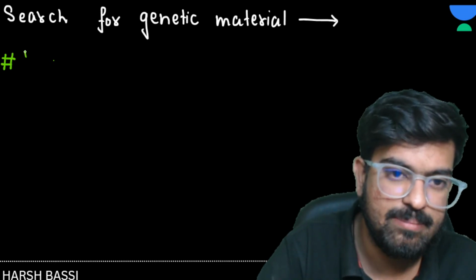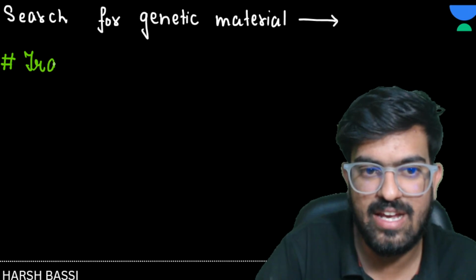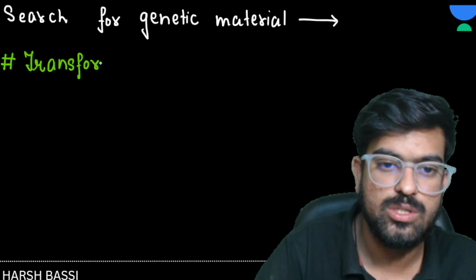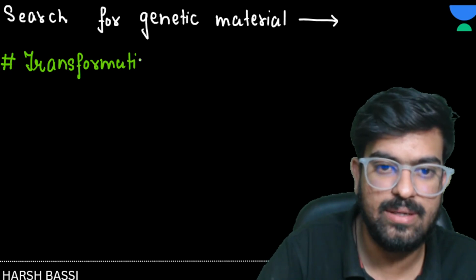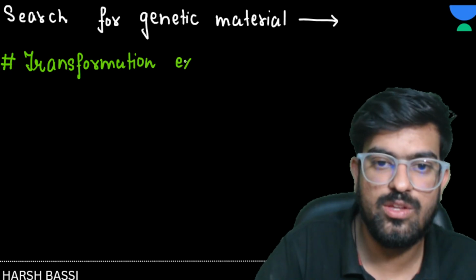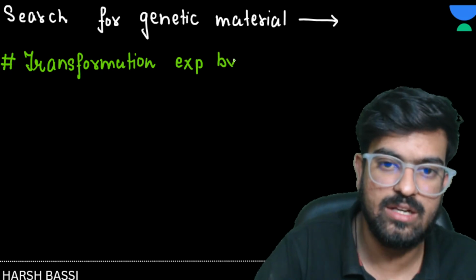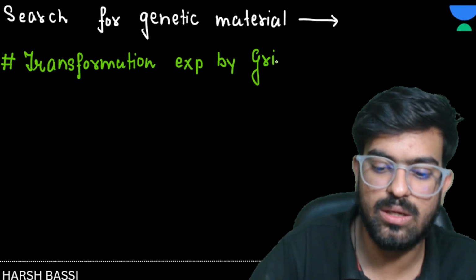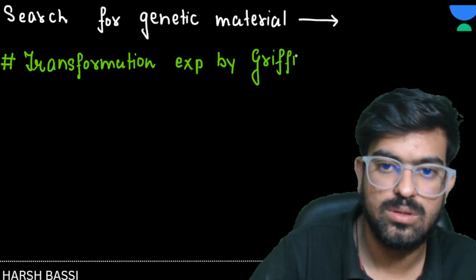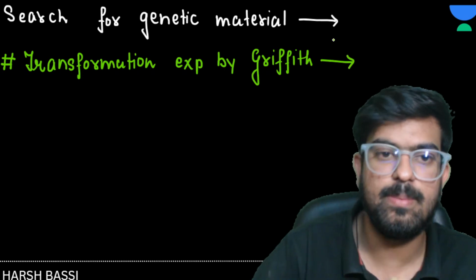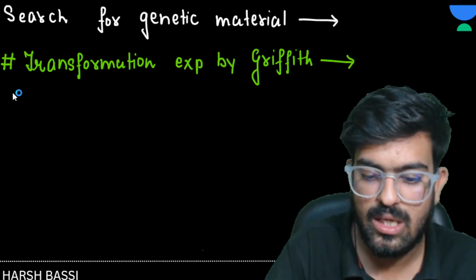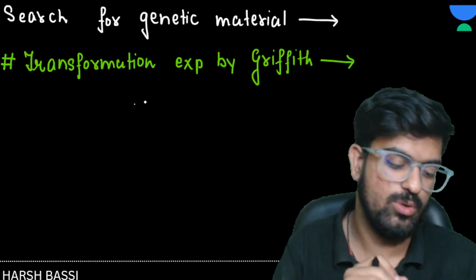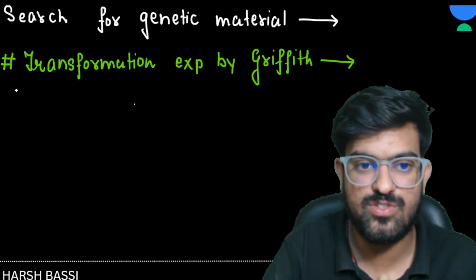Transformation experiment by Griffith. What is this transformation experiment by Griffith? See, what happened? He took 2 strains of Streptococcus pneumoniae. What is the strains? Strains is basically the variety.